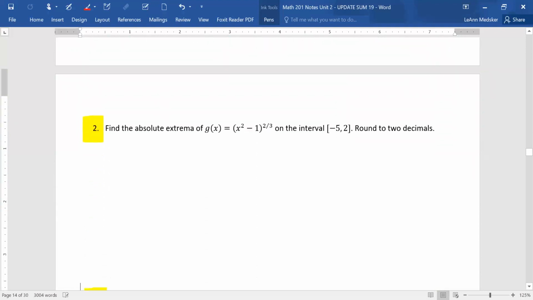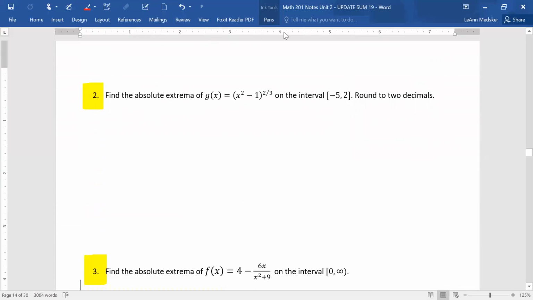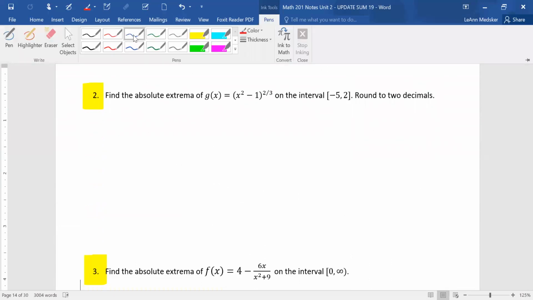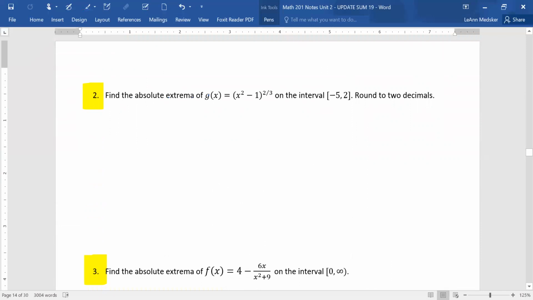So we had this one right here, number 2 we needed to do, and number 3 as well. It says find the absolute extrema of this g of x on the interval -5 to 2, round to 2 decimal places for our answer. So this is a not so fun one to take because this has got a chain rule.